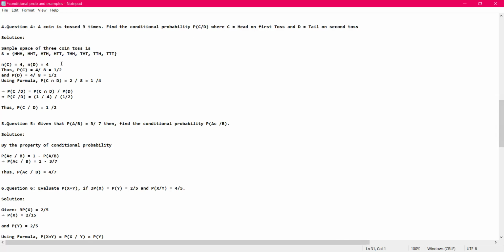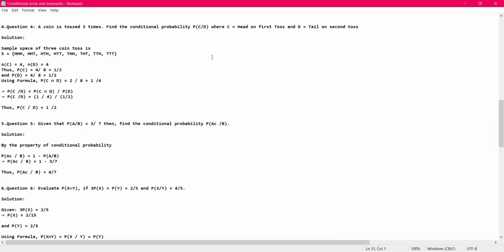Now I have to see how many elements are there. Number of elements n of C equals 4. Why n of C equals 4? Because the first toss should be head, and the remaining tosses can be anything. How many elements are there? 1, 2, 3, 4. Total 4 elements are there. So n of C equals 4.